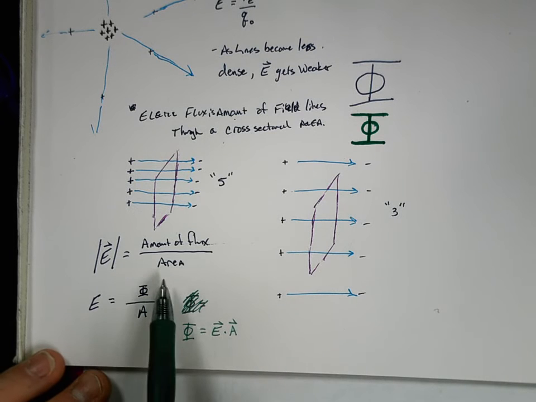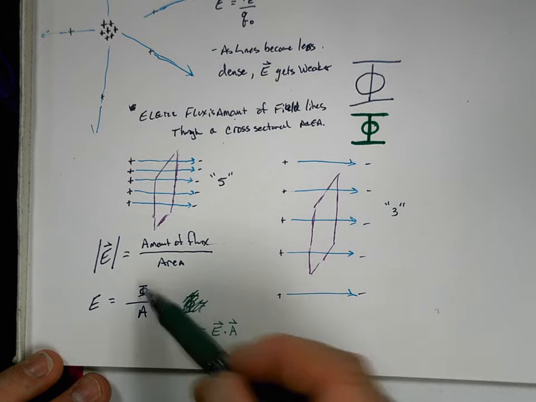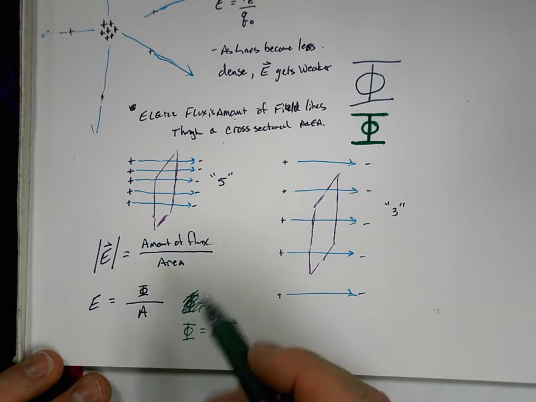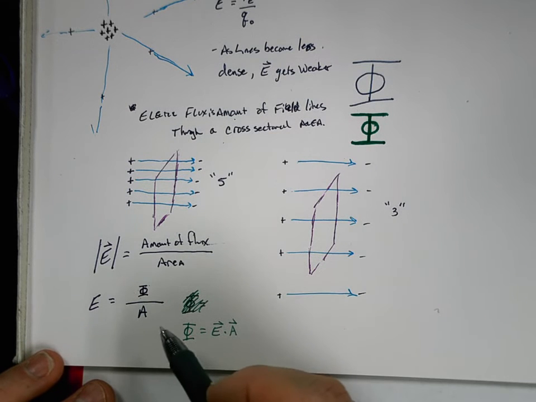For a weaker field, we have fewer lines per unit area, right? Stronger fields will have more lines per unit area. It's another way of thinking about the line density. The electric field is the line density.